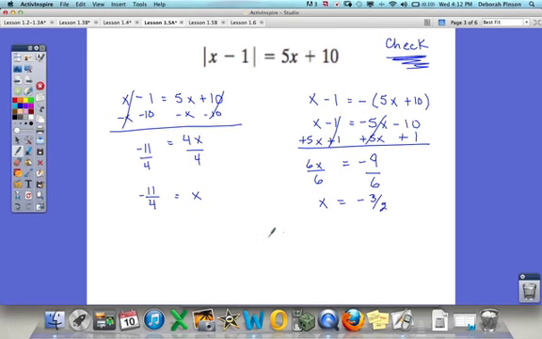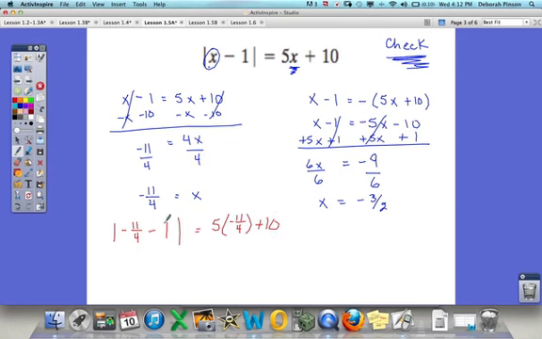Okay, now on these, I do want to make sure that I check them, because it's possible that one of these two doesn't work. Remember, the situation when you've got to check them is if there's an x inside the absolute value and an x outside the absolute value. So I'm going to check them using a different color here so you can tell the difference. I have -11 over 4 minus 1, and 5 times -11 over 4 plus 10.